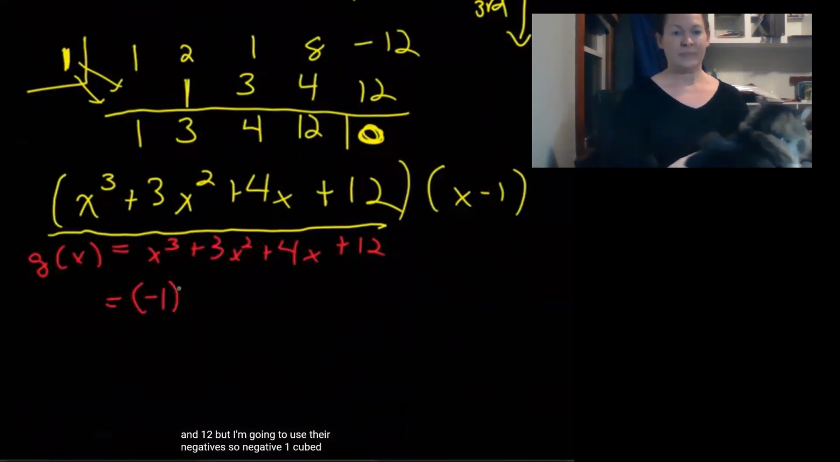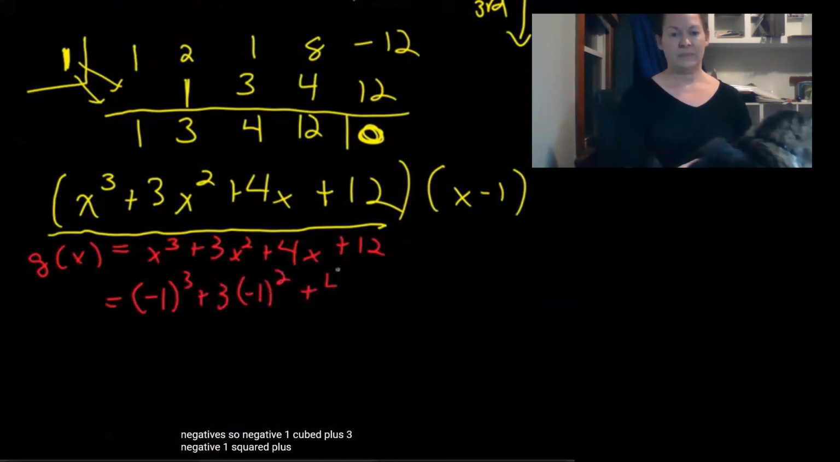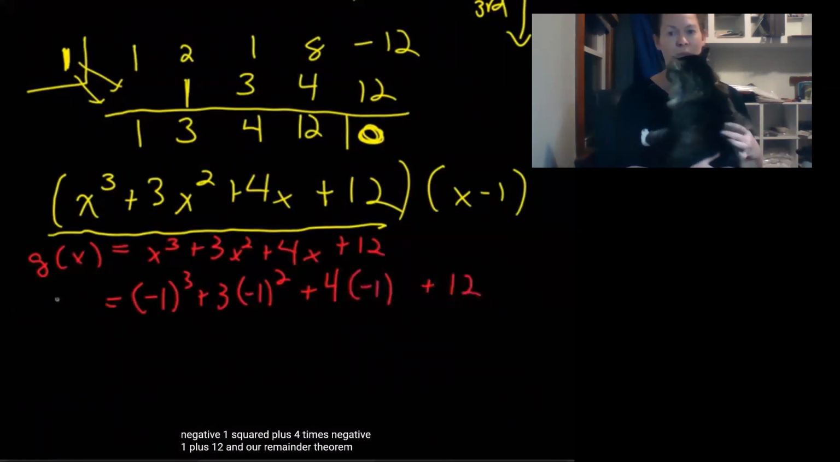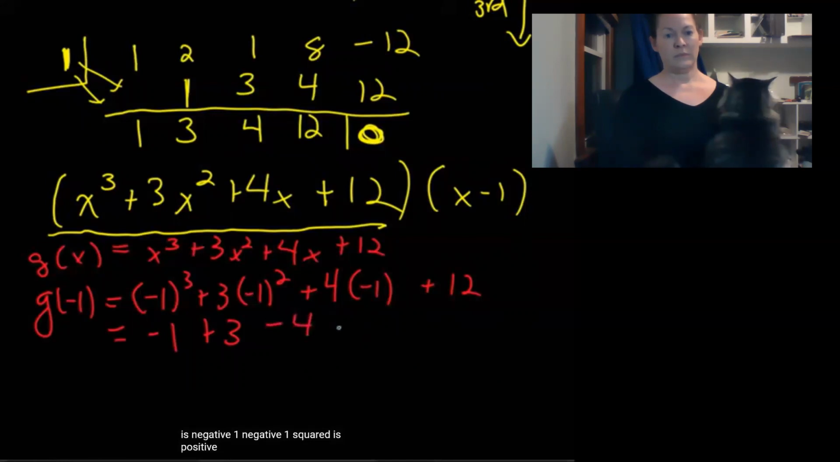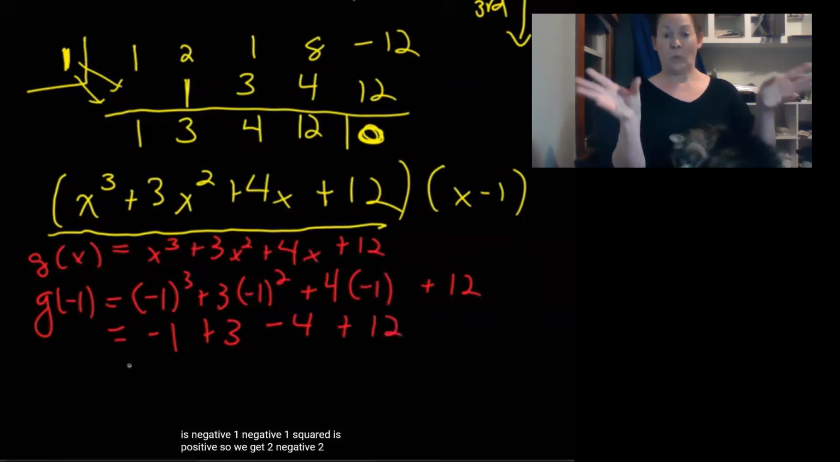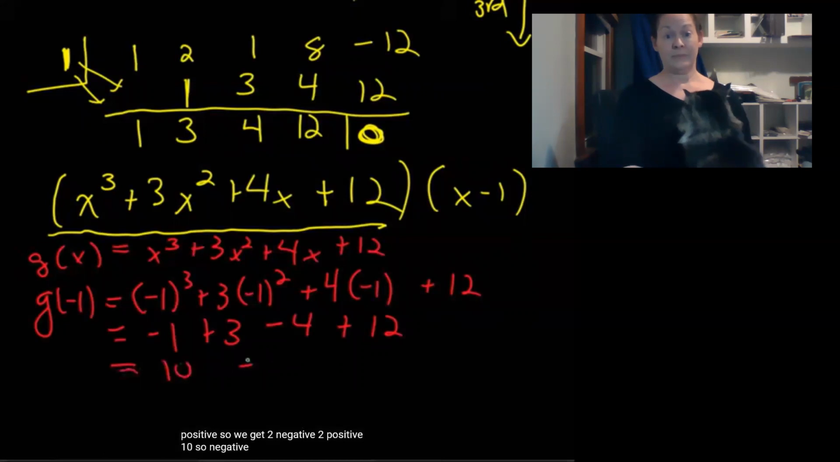So negative 1 cubed plus 3 times negative 1 squared, plus 4 times negative 1, plus 12. Right, and this is g of negative 1. With the remainder theorem, we're hoping this is 0. Negative 1 cubed is negative 1. Negative 1 squared is positive. So we get 2, negative 2, positive 10. So negative 1 is not a root using the remainder theorem.